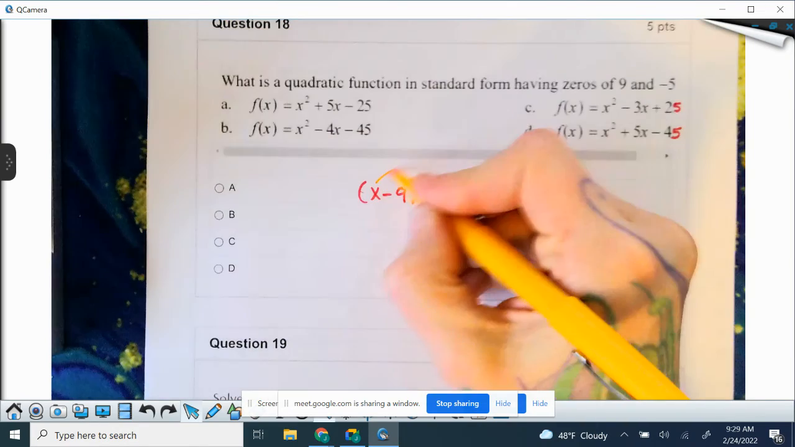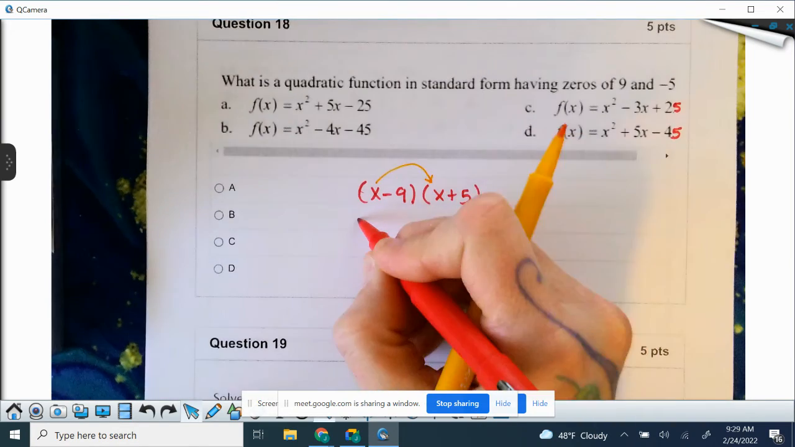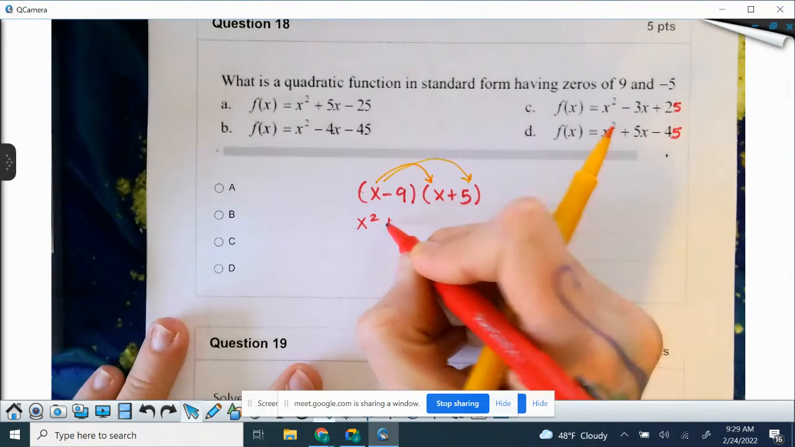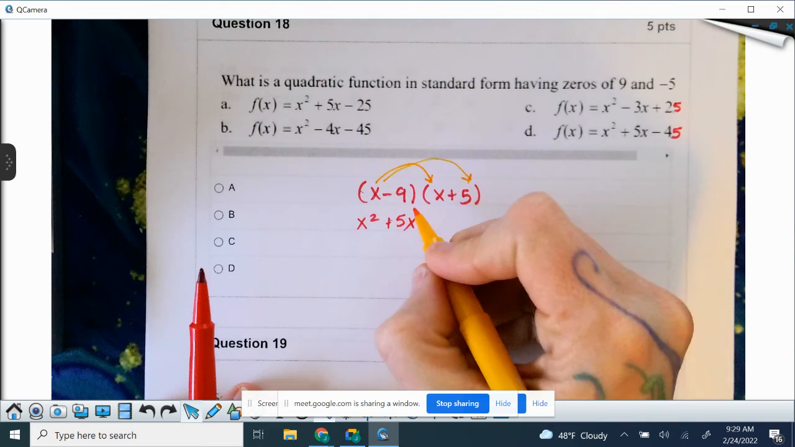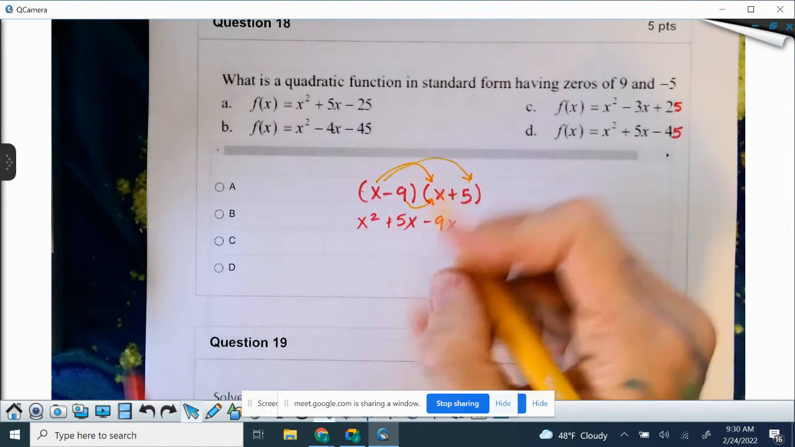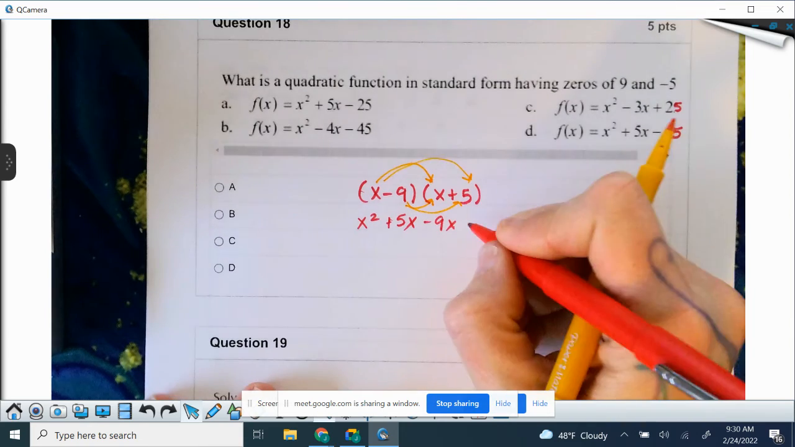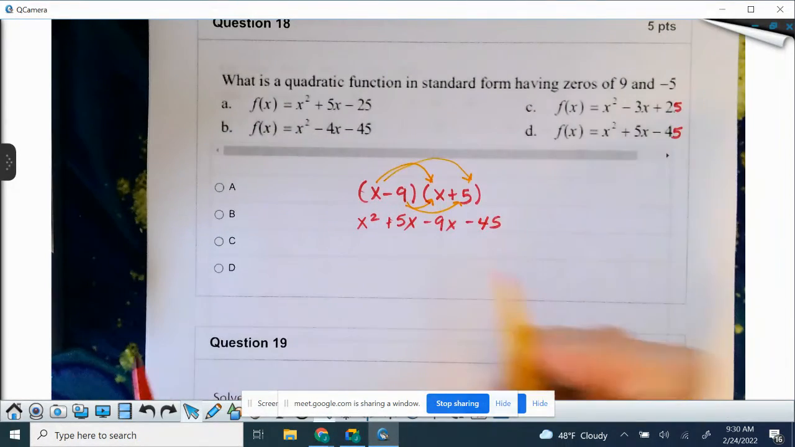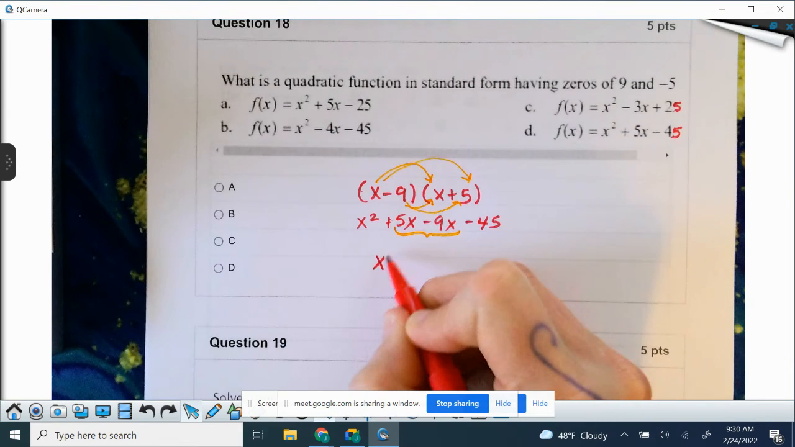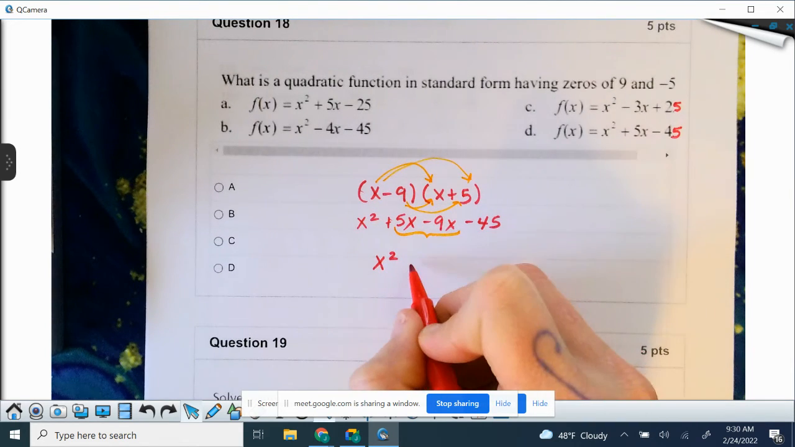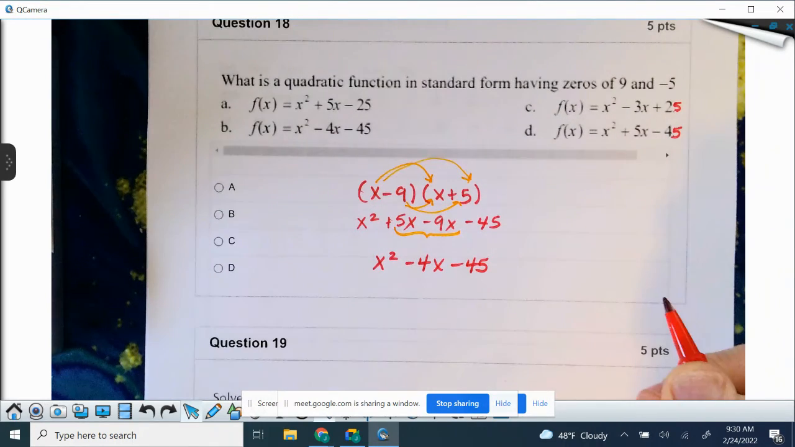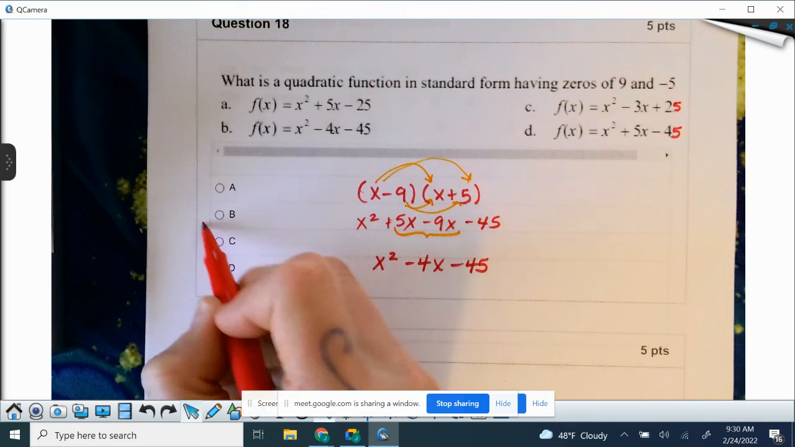And then you're going to do x times x, which is x squared, x times 5, 5x, negative 9 times x, negative 9x, negative 9 times 5, negative 45. Combine your like terms in the middle, so clean up, as I like to say. So x squared, positive 5 and a negative 9 is going to give you a negative 4x, and then minus 45. So it should be B, this one.